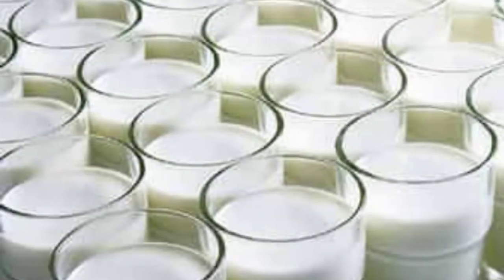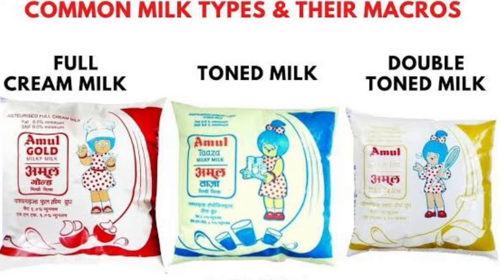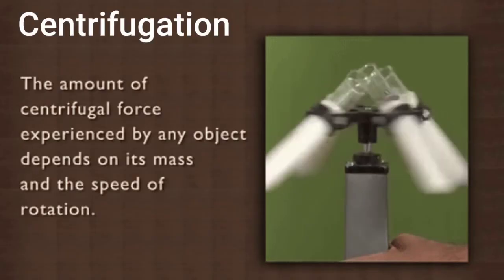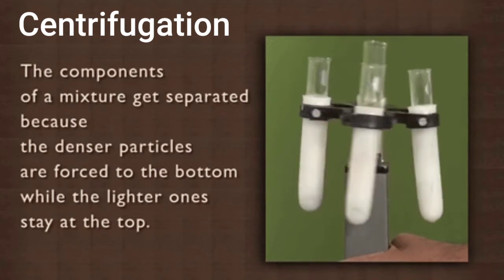Next, how can we separate cream from milk? Nowadays, we get full cream, toned and double toned varieties of milk products in the market. These varieties of milk contain different amounts of fat. Sometimes the solid particles in a liquid are very small and easily pass through filter paper. For such particles, the filtration technique cannot be used. Such mixtures are separated by the technique of centrifugation. So here we are using centrifugation.